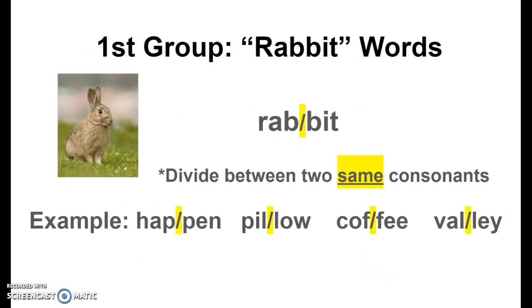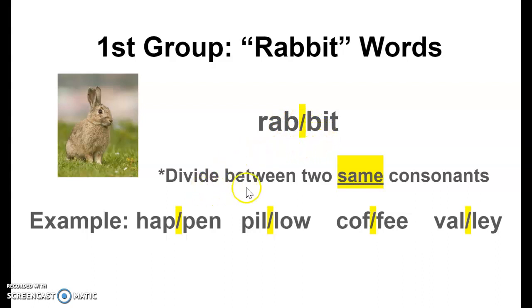So these VCCV words are actually divided into a couple groups. And there's a lot more we can talk about with this, but because we're learning at home right now, I'm going to kind of simplify it for you. The first group is what we call rabbit words. Rabbit words are words that have the same consonant in the middle of the word or between the syllables, if it's a longer word.